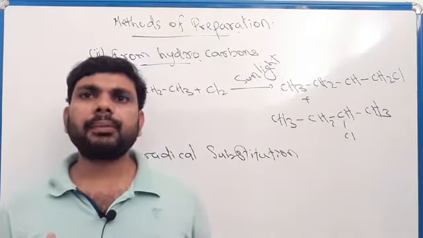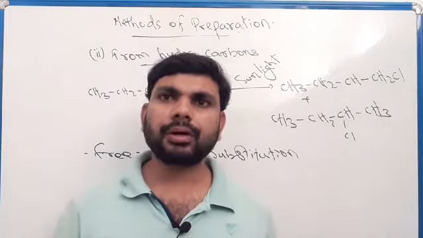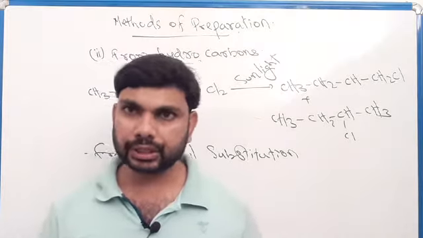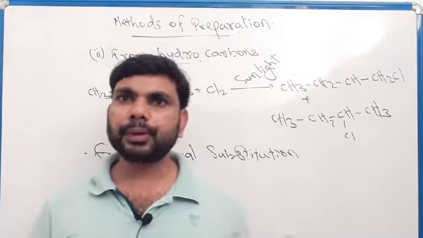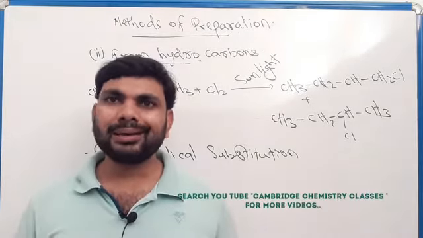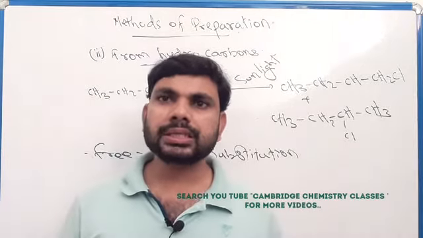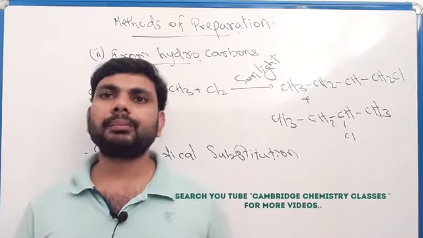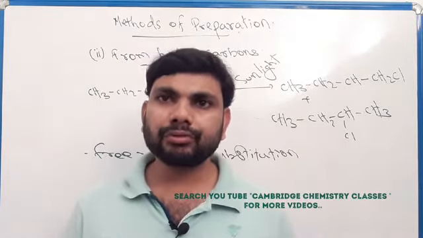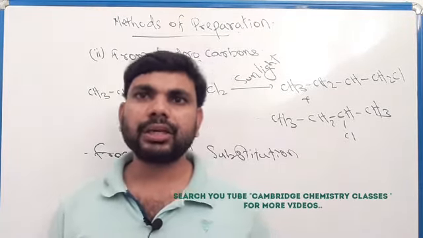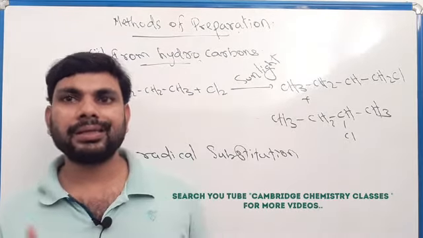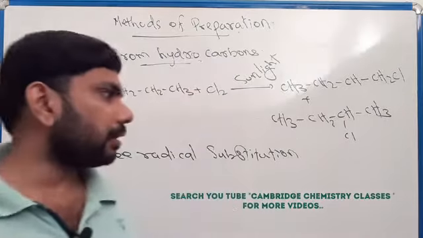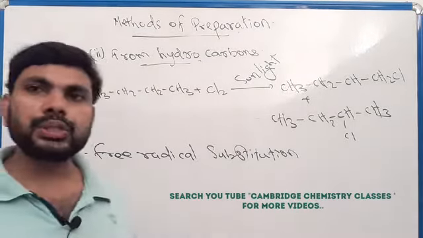This is from hydrocarbon. You learned this in grade 11, free radical substitution reaction: chain initiation, propagation, termination. Related to this, here alkyl halide is made from hydrocarbon. Hydrocarbon reacted with halogen in presence of sunlight and heat produces alkyl halide. So this chemical reaction is a free radical substitution reaction.